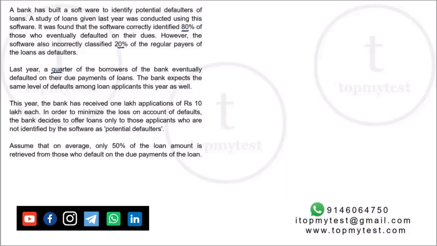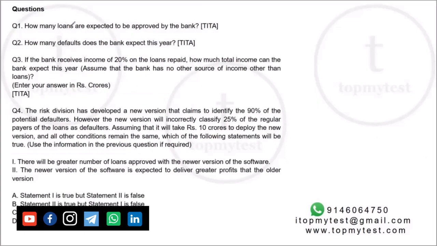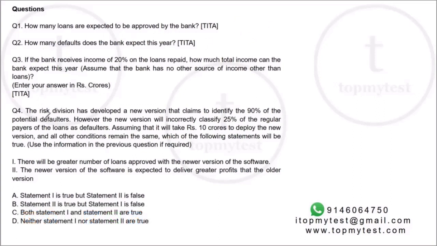This year, bank has received 1 lakh applications of 10 lakh each. In order to minimize the loss on account of defaults, the bank decides to offer loans only to those applicants who are not identified by the software as potential defaulters. Assume that on average, only 50% of the loan amount is retrieved from those who default on the due payments of the loan. Okay, and then you have questions: how many loans are expected to be approved, how many defaults are there. These are direct questions, and then for 3 and 4 you have some additional information to solve this.